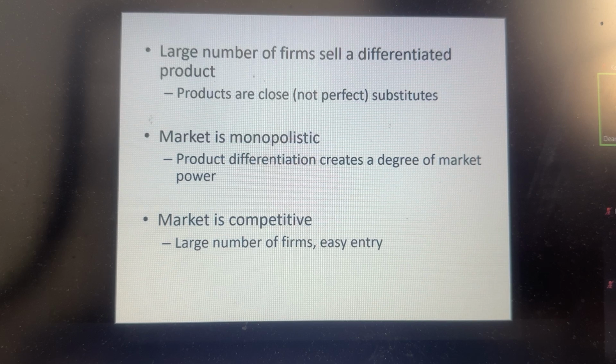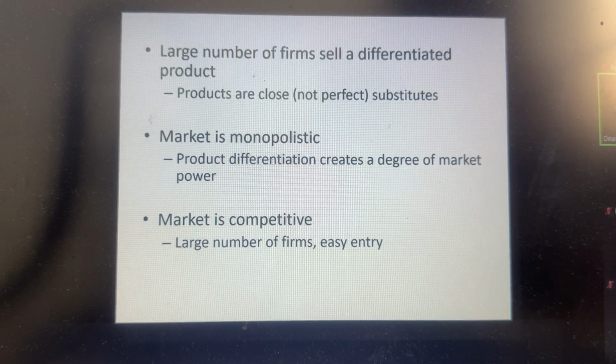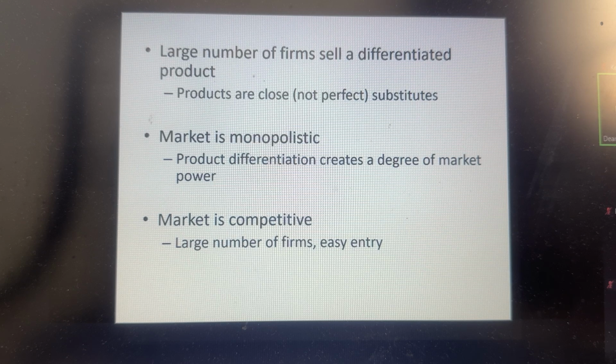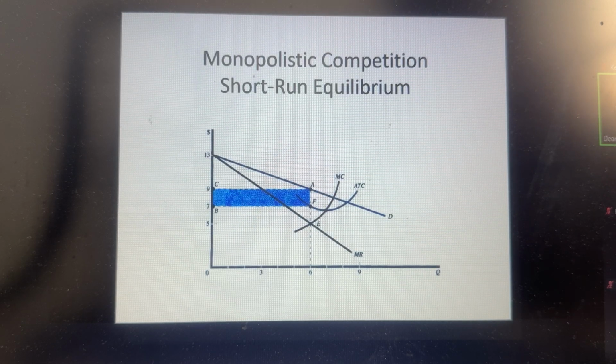So these are the features. A large number of firms sell differentiated products. The market is monopolistic because of product differentiation. You have your own product. Signal has Signal toothpaste, Signal brush. Once you say Signal, you can identify Signal products differently from other toothpaste or toothbrush categories. And the market is competitive because of the large number of firms and easy entry and exit. So this is how you can show the profit and loss situation graphically. What is the equilibrium point here?